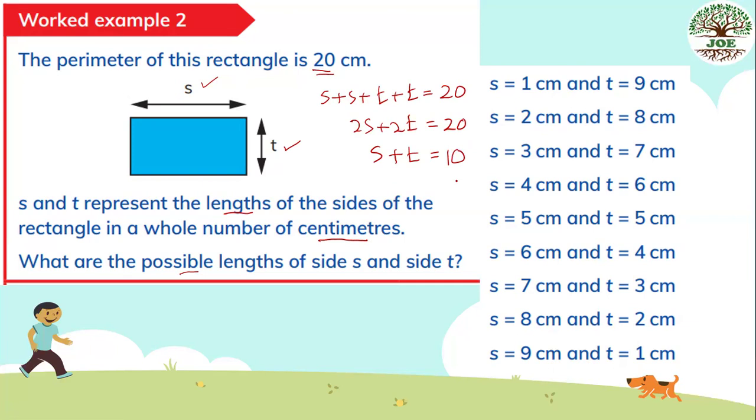So we can find possible lengths of S and T. The sum of them is 10. If S is 1, T is 9. 1 plus 9 is 10. S 2, T 8, 3 and 7, 4 and 6, 5 and 5. The same way, 6 and 4, 7 and 3, 8 and 2, 9 and 1. These are the possible sides of S and T for a perimeter of 20 centimeters.